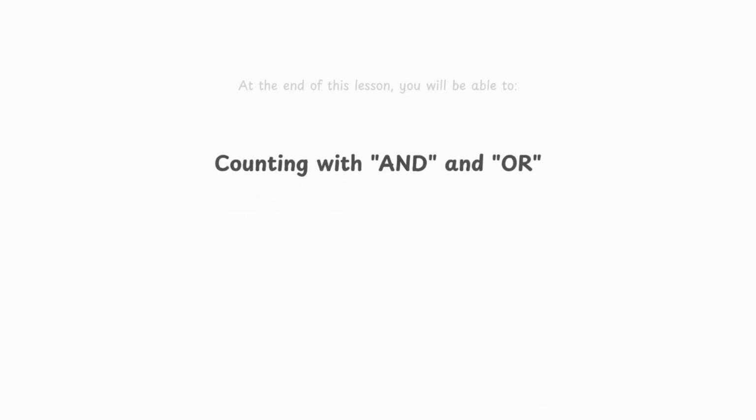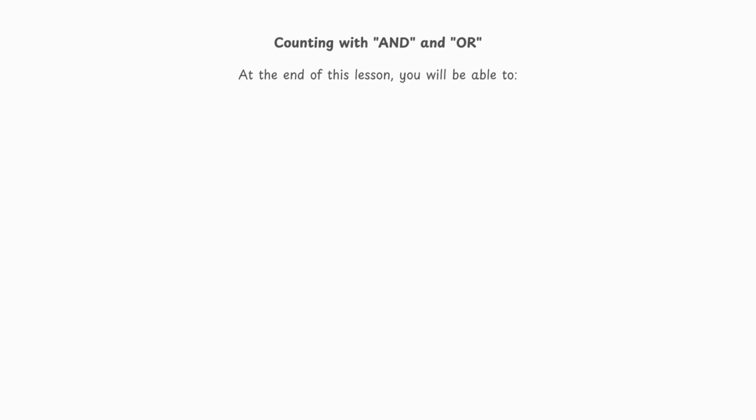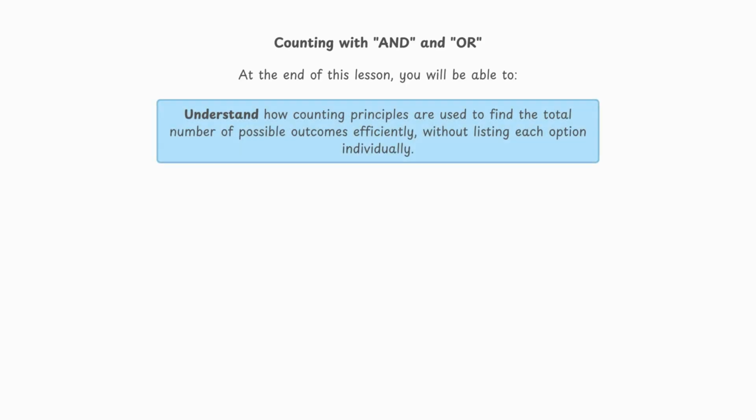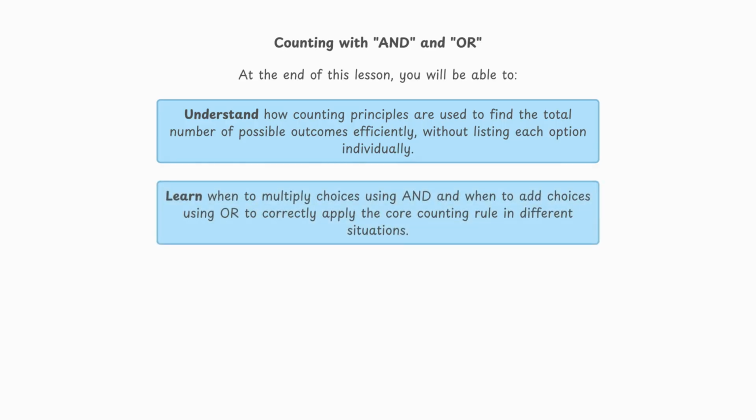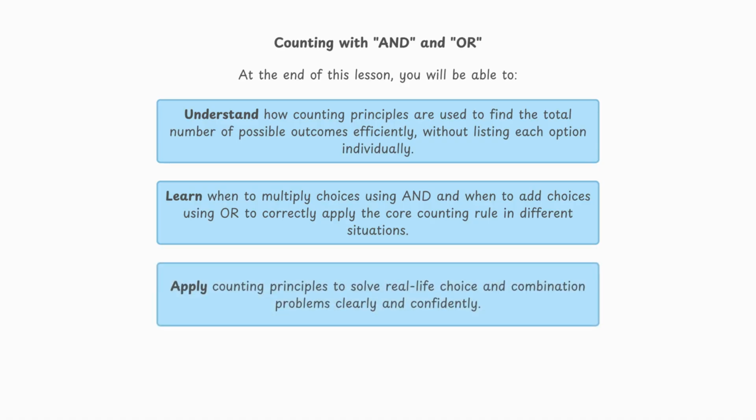Welcome to this lesson on using "and" or "or" to calculate choices and outcomes. By the time you finish this video, you should be able to understand how counting principles help us find the total number of possible outcomes efficiently, without listing every option one by one. You'll also learn when to multiply choices using "and" and when to add choices using "or", so you can apply the core counting rule correctly in different situations. Finally, you'll be able to apply counting principles confidently to solve real-life choice and combination problems using clear and logical working.